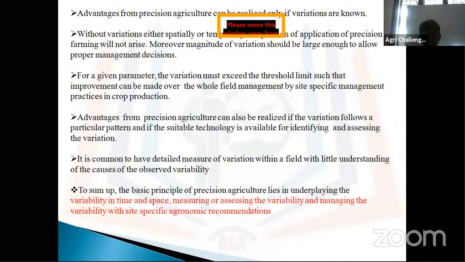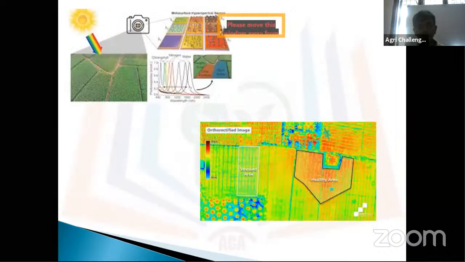You have to understand, you have to collect the data, analyze the data, assess the data, and find the variability. Then you have to manage that variability with specific agronomic recommendations, agronomic management practices with specific tools and techniques. These are the principles.